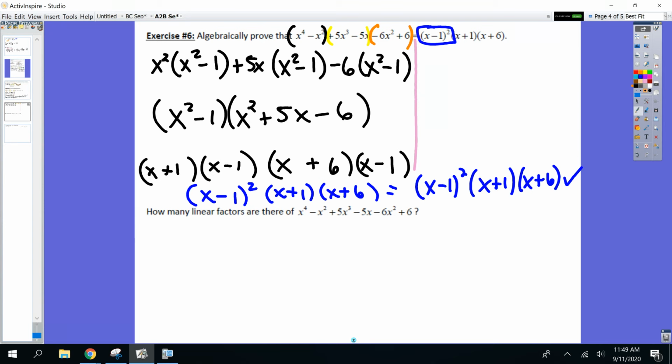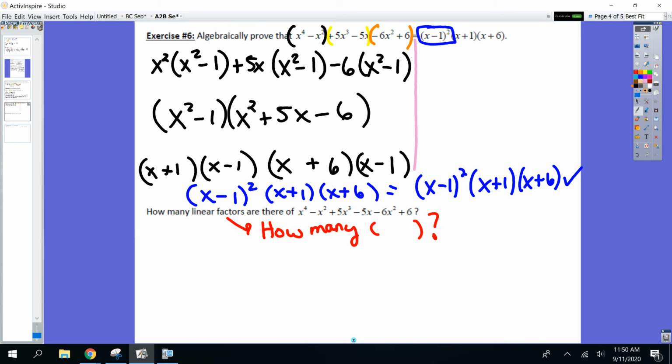Okay, how many linear factors? When I ask for linear factors, basically how many parentheses did you end up with? Sorry, I'm not confident in my ability to spell parentheses, so I just put the parentheses there. So how many did we end up with?